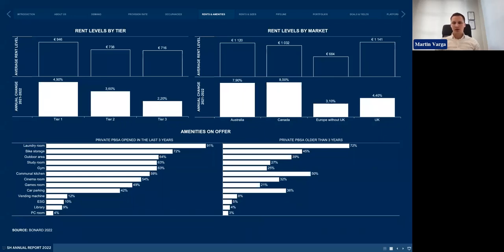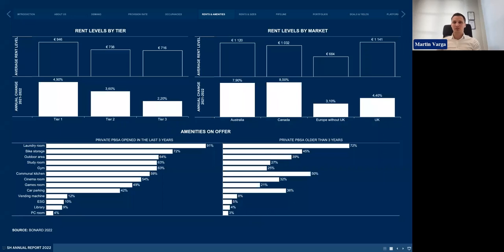And given the fact that the PBSA asset class is characterized by the sense of community, the amenities on offer represent a significant part of the residence. And with increasing rent, we can tell that there might be even higher pressure on the quality of the living in the PBSA amenities. And that's why we took a look at the current amenities on offer, and we distinguish between the private PBSAs that opened in the last 3 years and the stock that is older than 3 years.